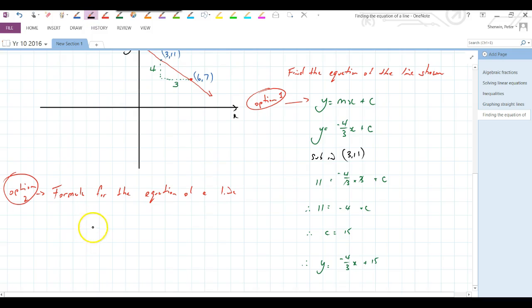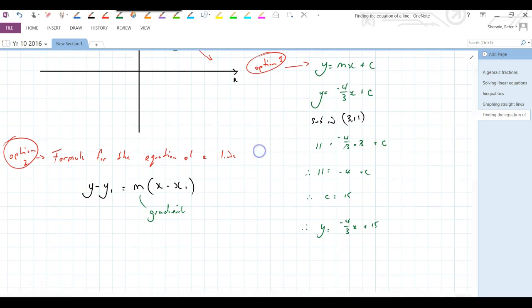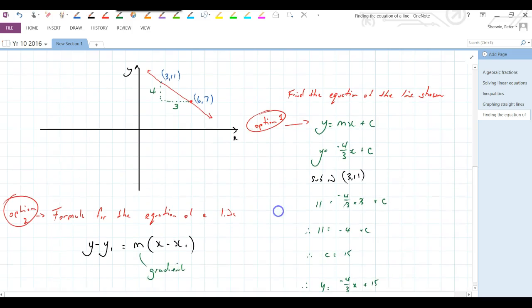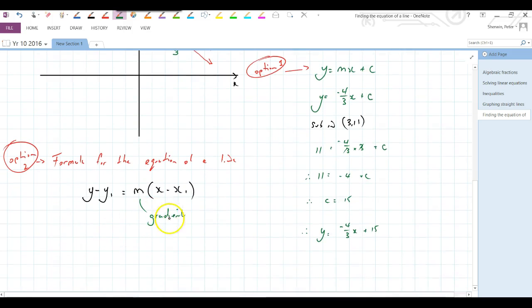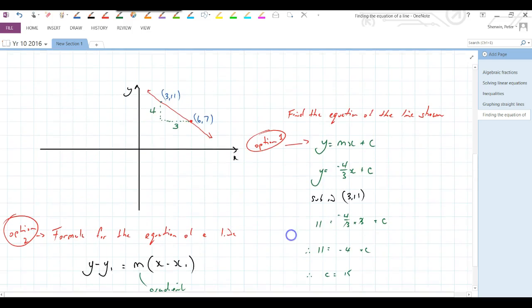Now that formula reads y minus y1 equals m, x minus x1. I'll explain what these y1s mean in a minute. M is our gradient, so we still need to calculate our gradient. And x1, y1 is any point that we know lies on the line. We have to be given at least one point on the line, otherwise we can't do much with it.